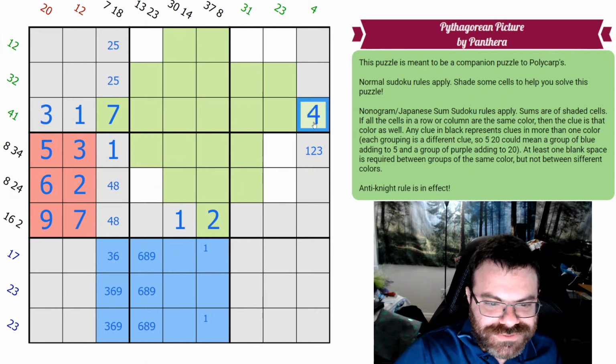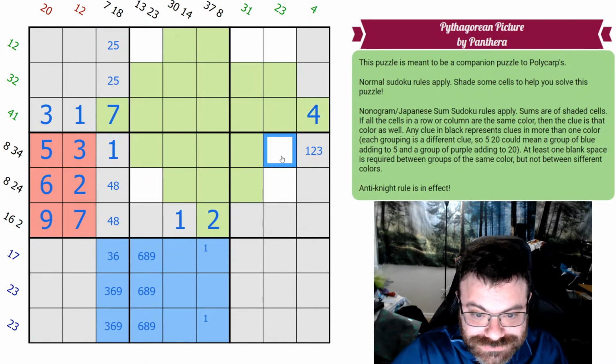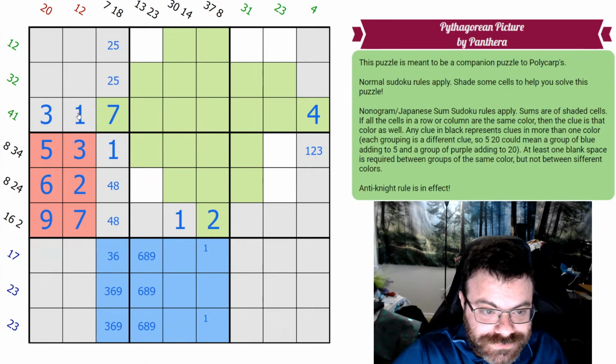It's true, I do have a placed 4. But even with toroidal anti-knight, it still wouldn't reach, so... I wonder if I can narrow these down.